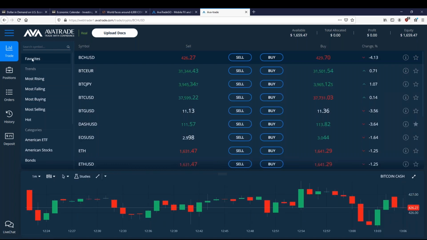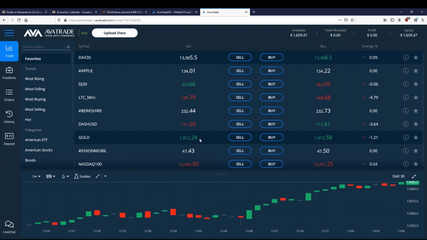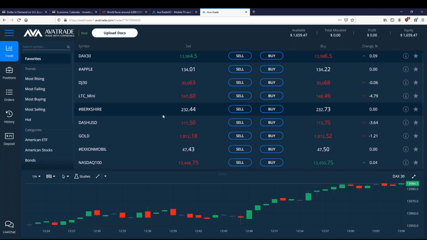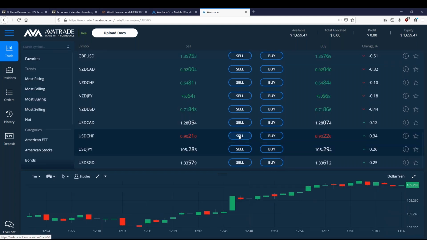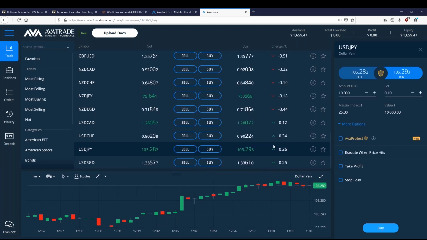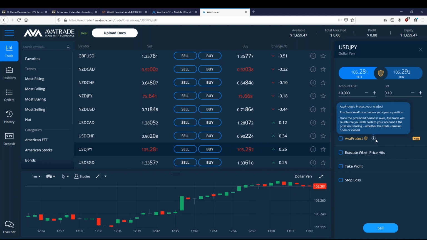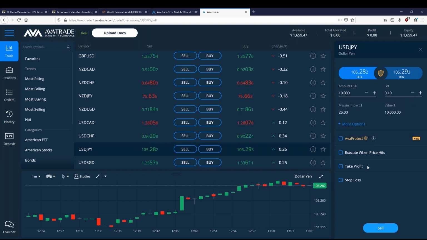Now, what I wanted to show you real quick on this platform before we get into some strategy concepts on the MT4 is that risk management stuff that I think is very important. So if you're using an instrument that offers the AvaProtect feature, let's pick something that does, maybe USD JPY. We'll look at the technicals on that and talk about the fundamentals in a moment as to why selling might make sense on the USD JPY. But let's use this as an example.